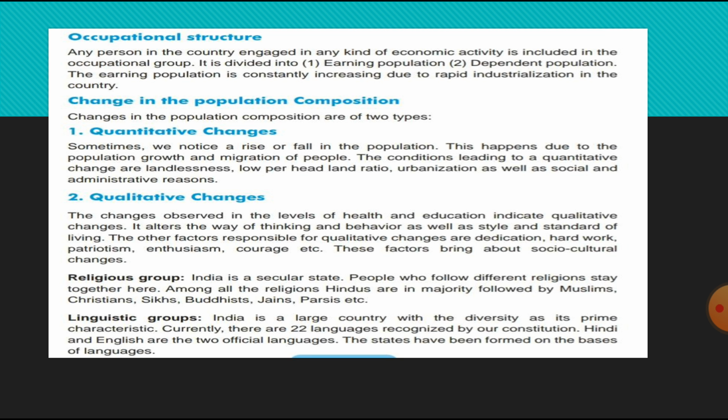When we talk about the linguistic group, as mentioned in our constitution, there are 22 recognized languages in India, and Hindi and English have been given the status of official and global languages. Which languages have been given this status? Hindi and English. And the Gujarati language is in the seventh place. The states have been formed on the basis of languages.